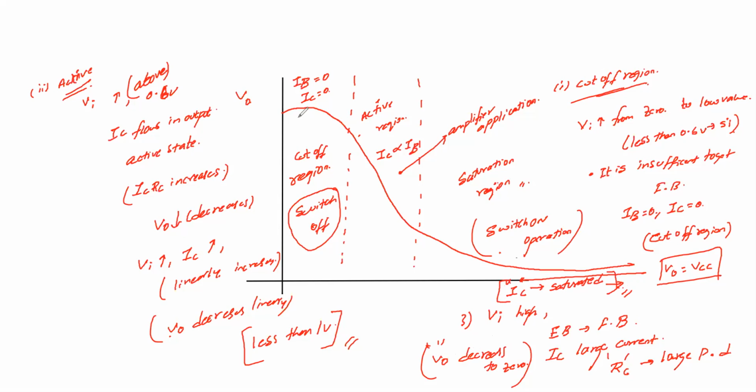So for the active region, IB and IC are proportional to each other. For the saturation region, we can say that large current is flowing. Large IC is flowing and it gets saturated. Okay, these are the three different regions. So it acts as a switch here. Let's take this one.